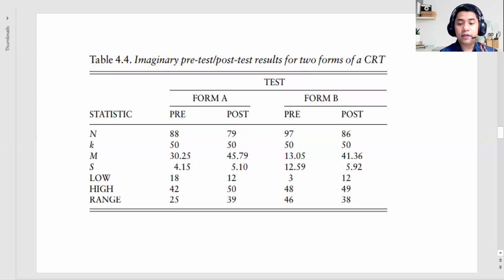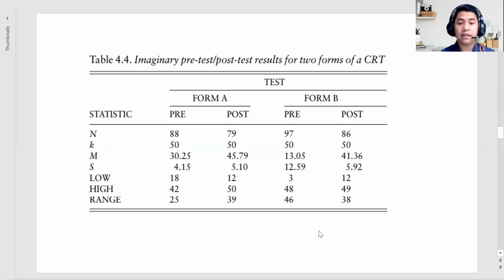In this slide, I try to explain the example of statistic results from hypothetical pretest and post-test results. This is the hypothetical result for 2 forms of criterion reference test. As we can see here, the number of students who were involved in the pretest for both form A and B is higher than the number of students who took the post-test.